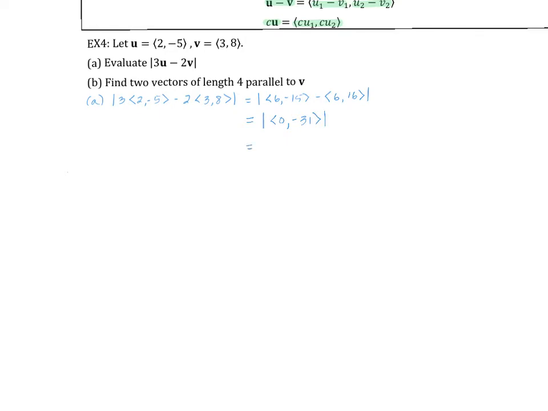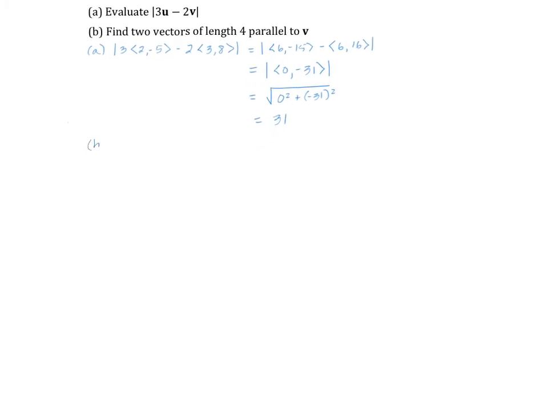which means the magnitude is 0 squared plus -31 squared, which I'm not even going to figure out because I can see that this would just simplify to 31. So we've used just about all those properties up there just for this example 4A.